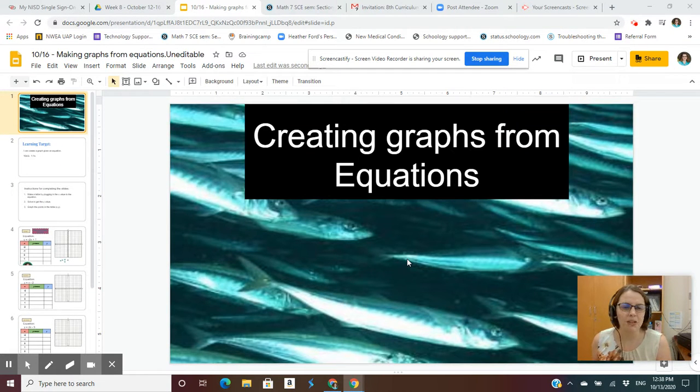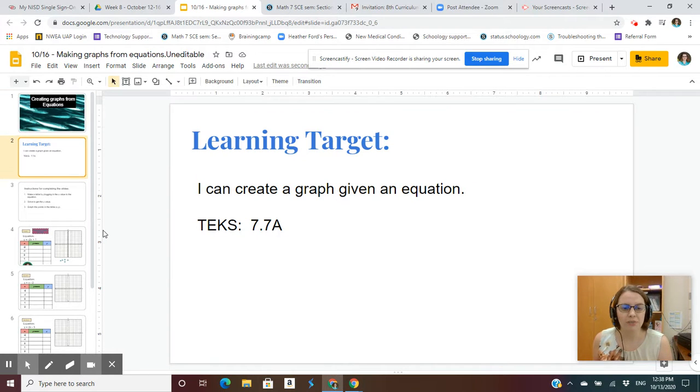Ford coming to you to talk to you about creating graphs from equations. Our learning target for today is I can create a graph given an equation, and we're going to use the TEAC 7.7a.